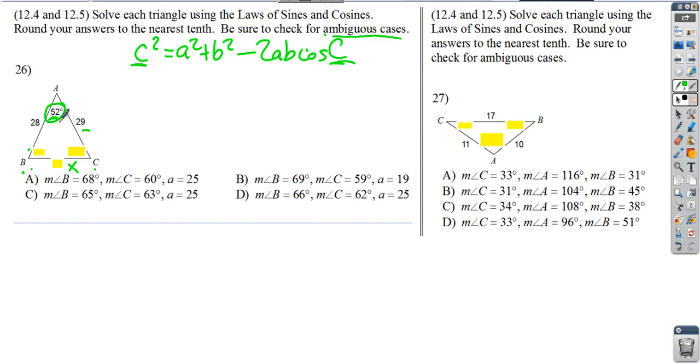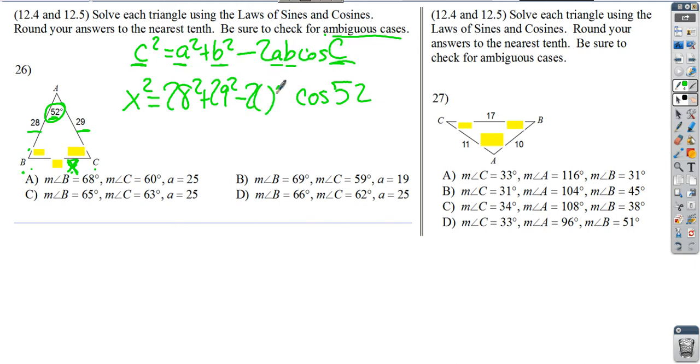The angle they're giving us is 52, so I'm going to take the cosine of 52, and the side opposite to it is this one, which we'll call x. I don't know x. Then I just need the other two sides. The two sides they give us are 28, so we square that, and 29, we square that. Then a and b are the same here, so we do 2 times 28 times 29. Now all we need to do is plug that into our calculator.